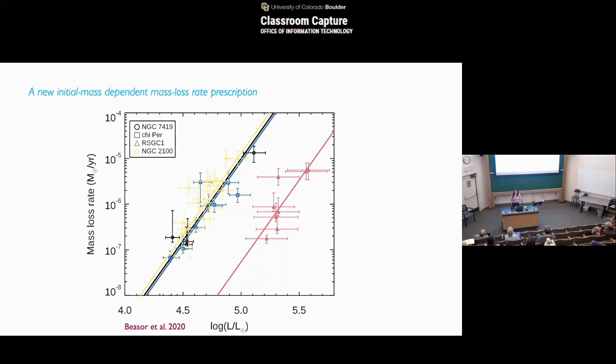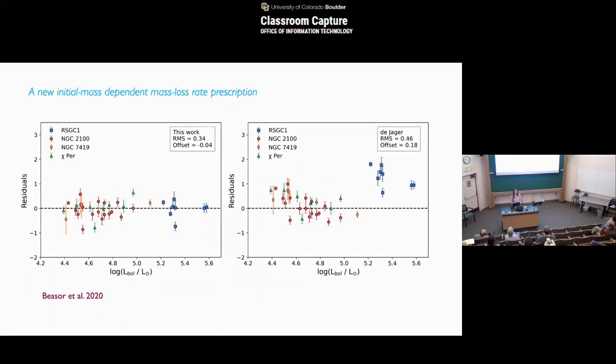And what we found, which is quite interesting, is that while the gradient of the relation in each cluster was pretty much the same, the offset was quite different, and it actually goes with initial mass. So the stars in RSGC1 are more massive than the stars in the 3 other clusters. I think these were about 20 solar masses, when these are all between 10 and 12. From this we were able to derive an initial mass-dependent mass loss rate prescription, and by taking the uncertainty out of the mass, we were able to reduce the scatter on the relation.